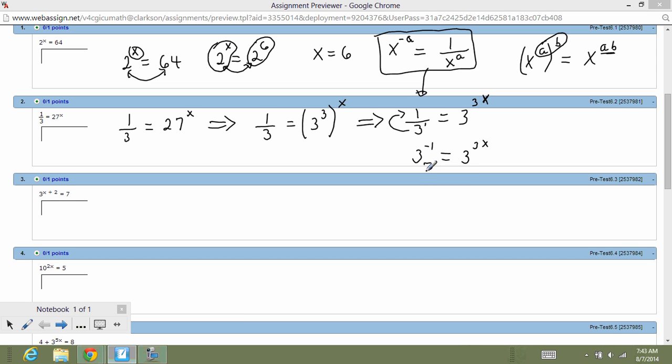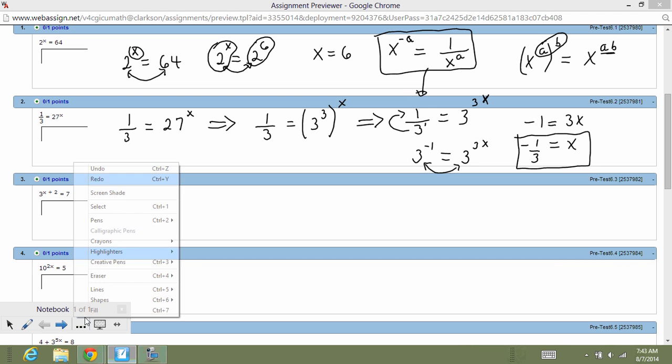Now, we have our common base. They're both 3's, and so the exponents have got to be equal. And negative 1 has got to equal 3x. Then from there, to get the x by itself, we use the multiplicative inverse, and your answer there is going to be negative 1/3. Okay, so there's the answer for question number 2.